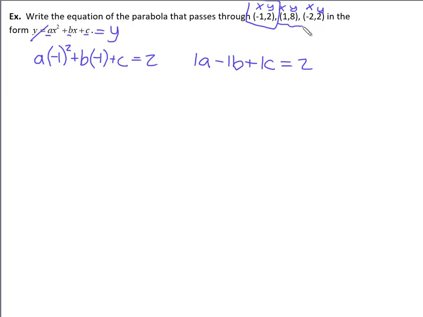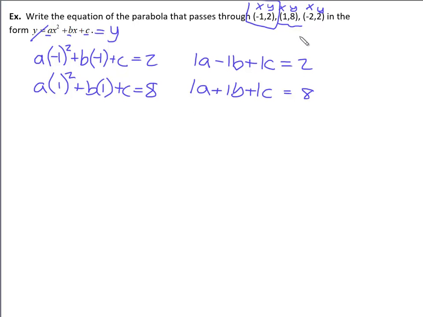Next we're going to do the same thing for our next point. We're substituting in +1 for x. So a times 1 squared plus b times 1 plus c equals my y coordinate, which in this case is 8. So we're using 1, 8. 1 squared is 1. That gives me 1a. 1 times b is +1b. Plus our 1c is equal to 8. There's my second equation.